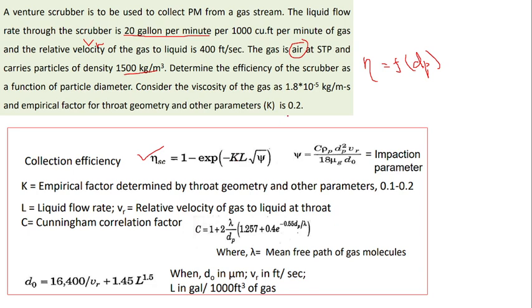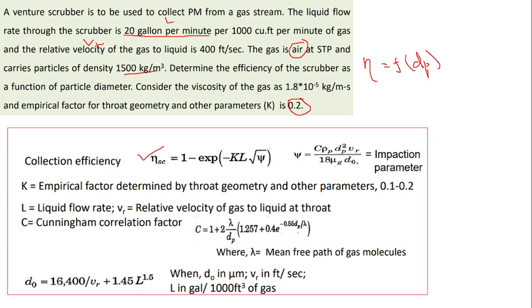So K is given as 0.2. K is nothing but the empirical factor, which is already given in your question. Next is the L. L is the liquid flow rate. It is also given. So L is equal to 20 gallons per minute per 1000 cubic feet per minute of gas. And then psi. Psi is the unknown factor here, which is the impaction parameter. It is obtained by using this formula, C into rho P into dP square into VR divided by 18 mu G into D naught.